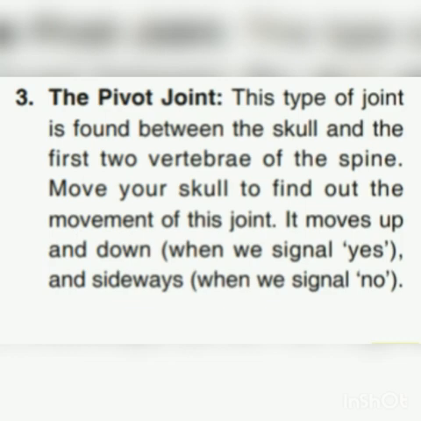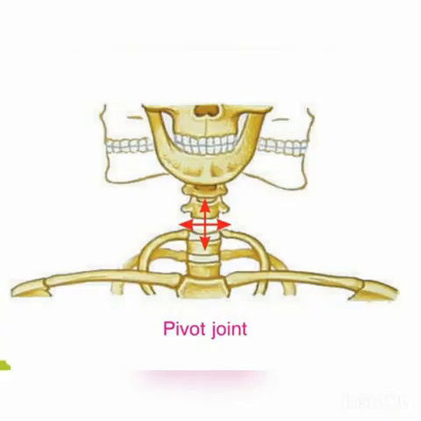Next is the pivot joint. Here you can see in this picture, this type of joint is found between the skull and the first 2 vertebrae of the spine. Move your skull to find out the movement of this joint. Quickly, be ready. Moves up and down when you say yes, and sideways when you say no. You can feel the movement of pivot joint.